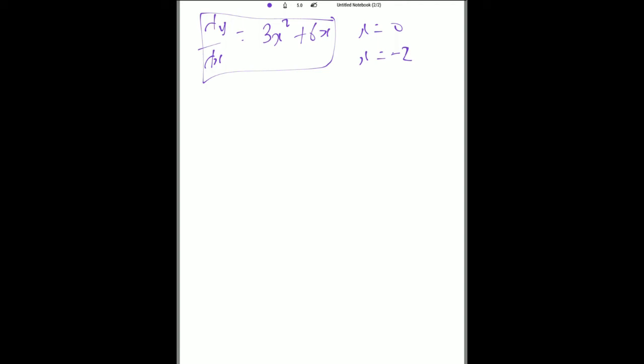It is increasing when this expression here, let me circle it again, is greater than 0. So let's go about doing that. For what values would 3x squared plus 6x be greater than 0? And for what values would it be less than 0?